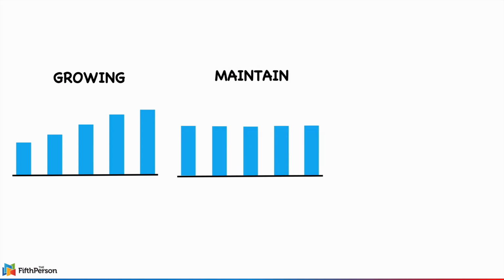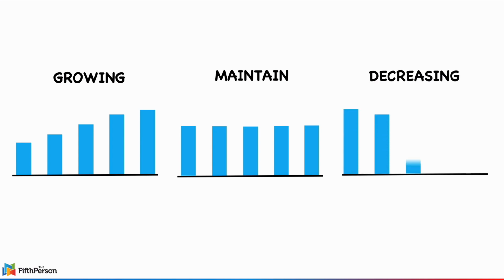The ideal one is definitely the one that's growing. The second choice is the one that maintains. And the last one that we do not want is companies that have decreasing return on assets. A decreasing trend in return on assets means that the company's assets are growing much faster than their profit growth, which means that the company is investing more into assets that generate less return.